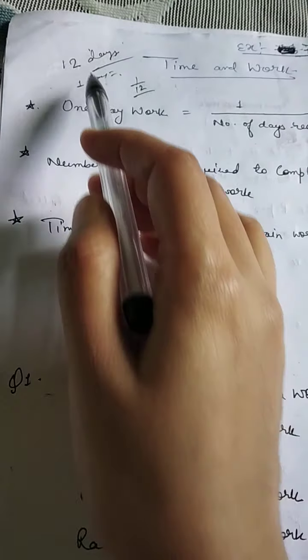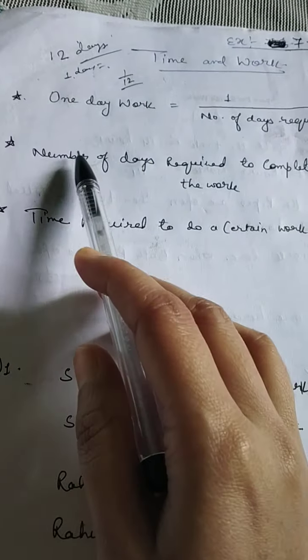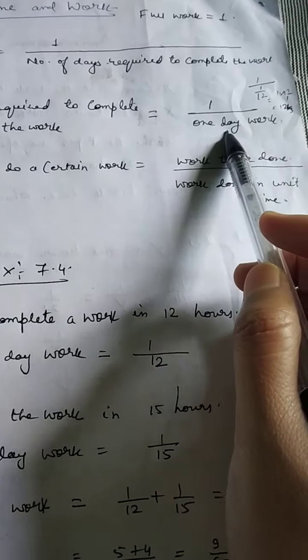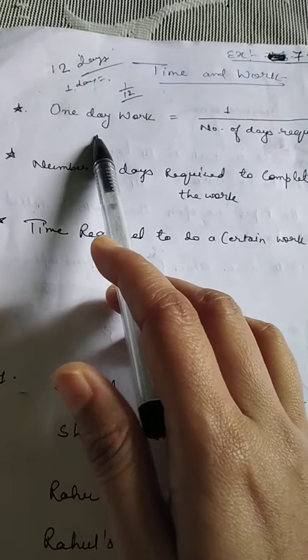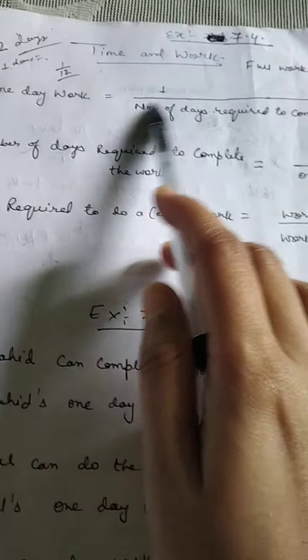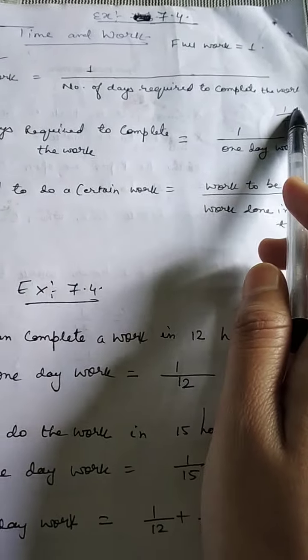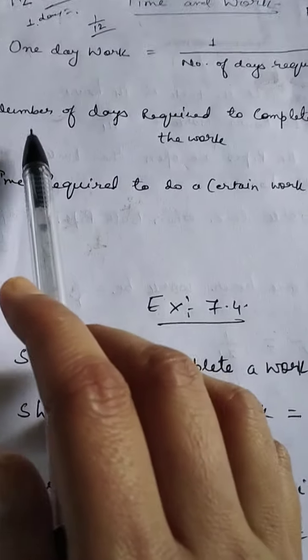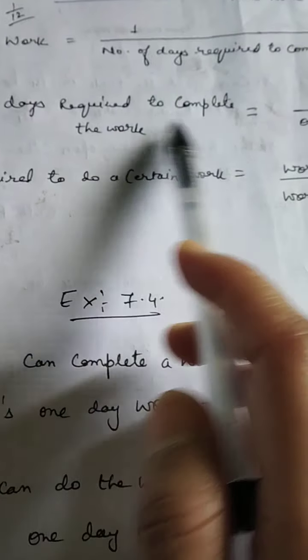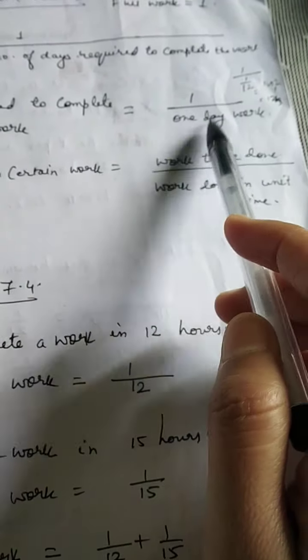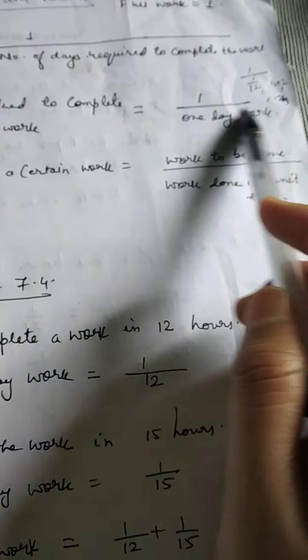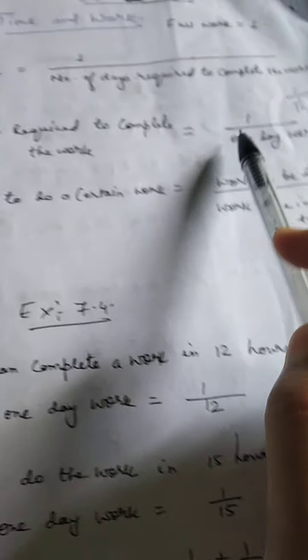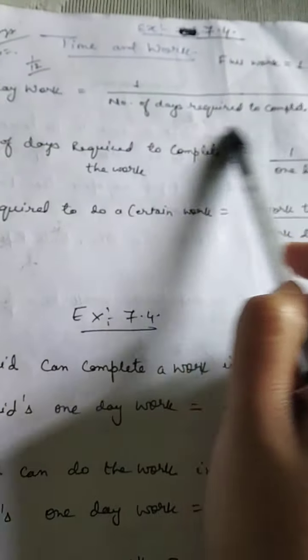And we know this answer, 12 days is the answer. The number of days required to complete the work is already 12 days. So if you have to find out the one day work, we will use this formula, 1 by number of days required to complete the work. And if you have to find the number of days required to complete the work, then 1 by one day work. So for this you need to know one day work, and for this you need to know number of days required to complete the work.